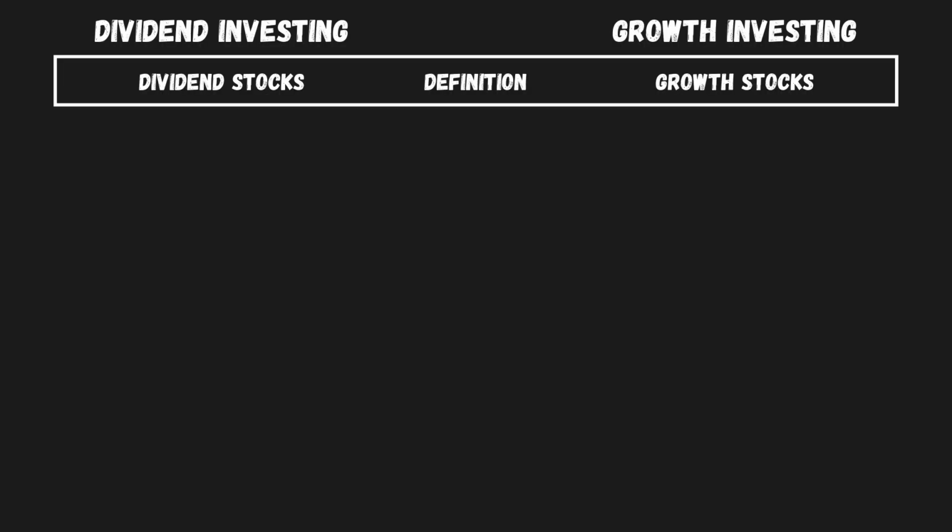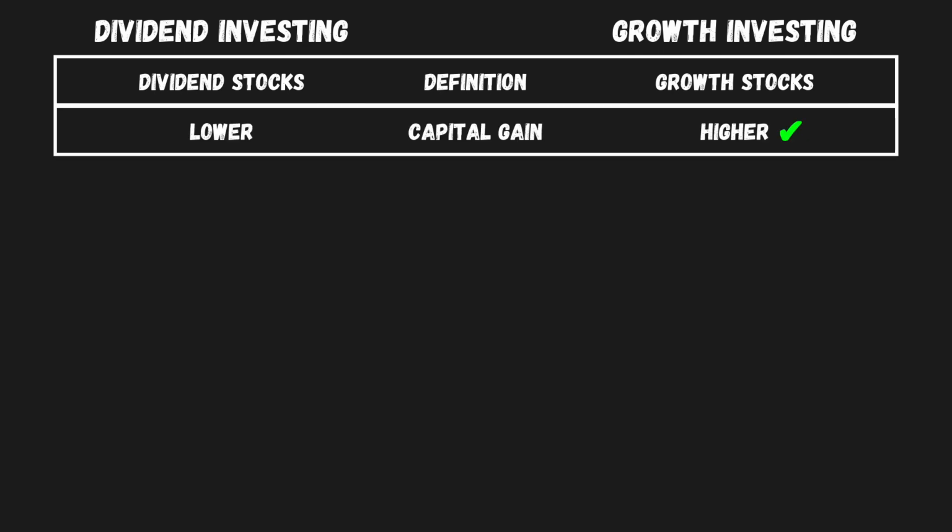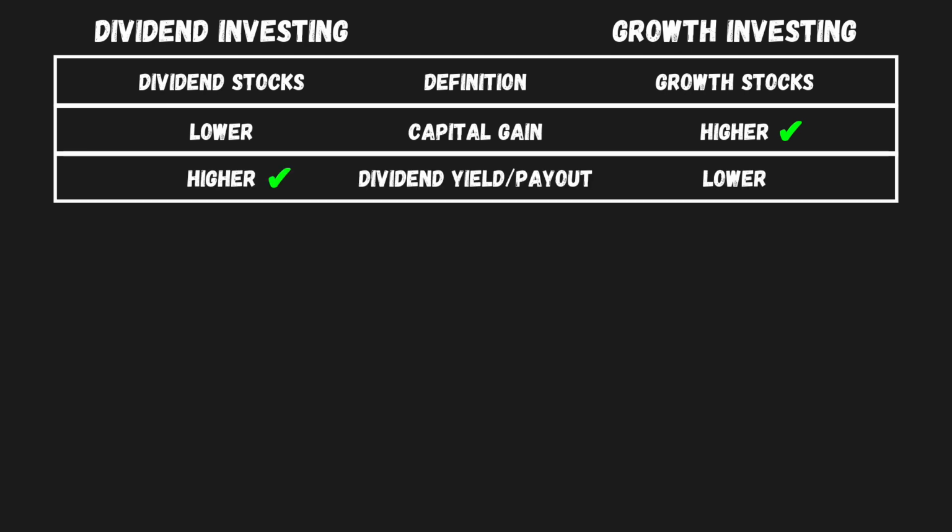First of all, let's define it. Dividend investing is essentially buying dividend stocks which pay consistent dividends to shareholders. Whereas for growth investing, you are buying growth stocks that reinvest their profit and usually do not pay dividends, or even if they do, very little of it. In terms of capital gain of its share price, dividend investing has a lower capital gain, whereas growth investing has a higher capital gain. In terms of dividend yield and payout, obviously dividend stocks give you higher dividend yield and payout ratio, compared to growth stocks, which provide lower to none dividend yield.